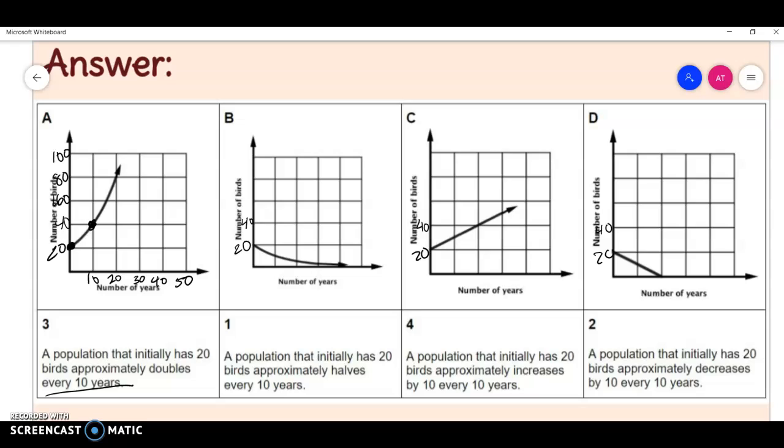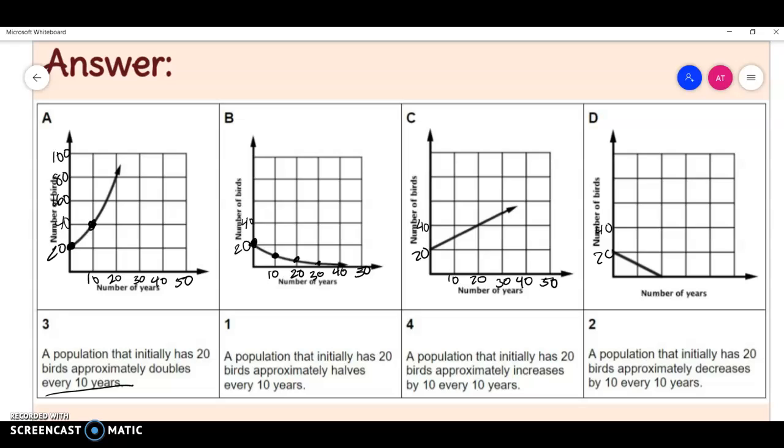B is going to match number 1: a population that initially has 20 birds approximately halves every 10 years. If this is 20 birds, at 10 years I should have 10 birds. Half of 10 would be 5, so at 20 years I'd have 5, and so on and so forth, till I have no more birds.